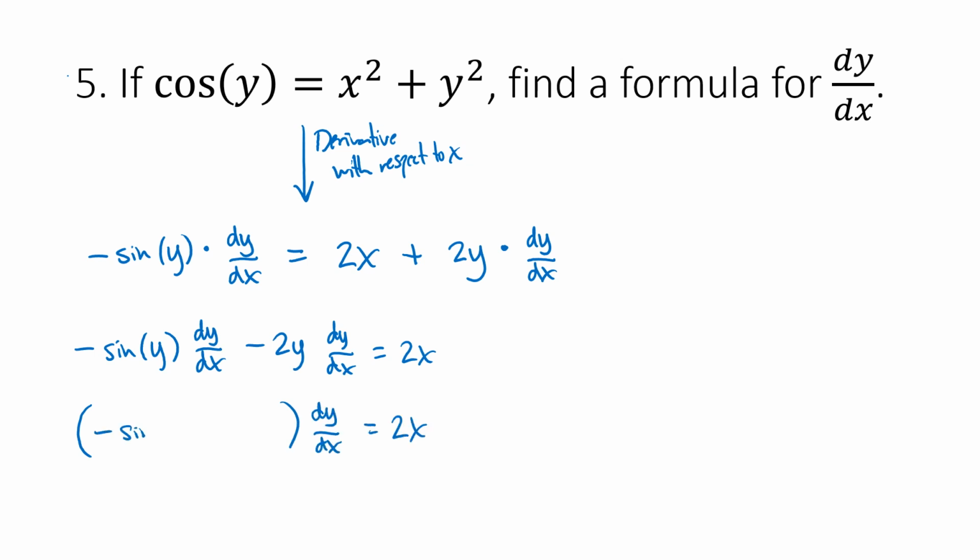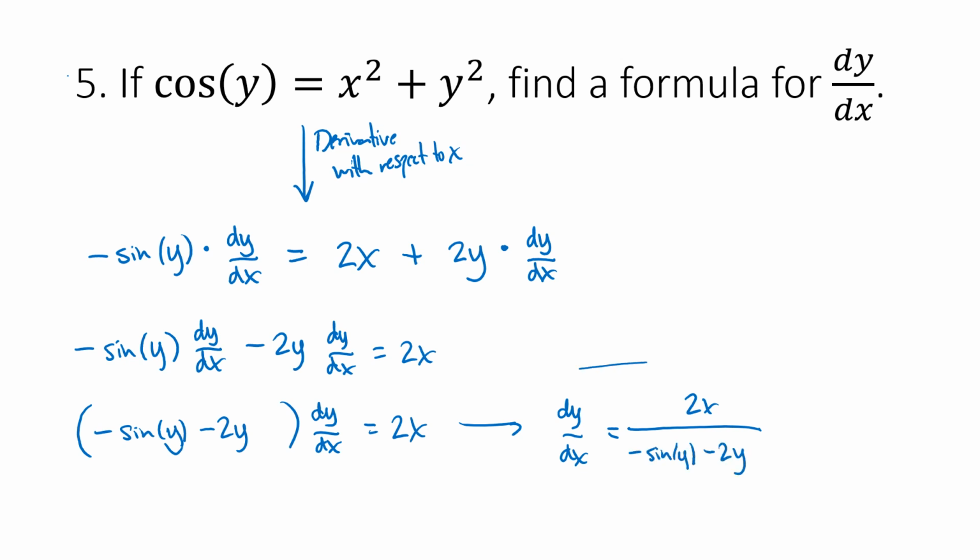We get negative sine y minus 2y. And then I'm going to divide both sides by that, minus sine y minus 2y. So I get dy/dx equals 2x divided by negative sine of y minus 2y. And even though that formula has x's and y's in it, that's the best I can do to figure out what my derivative is.